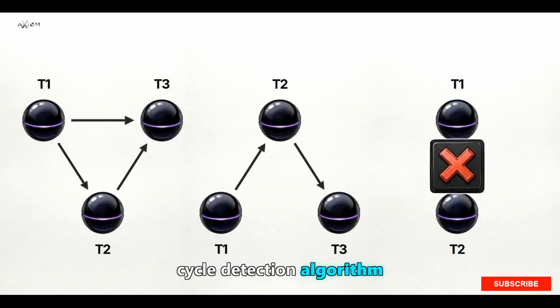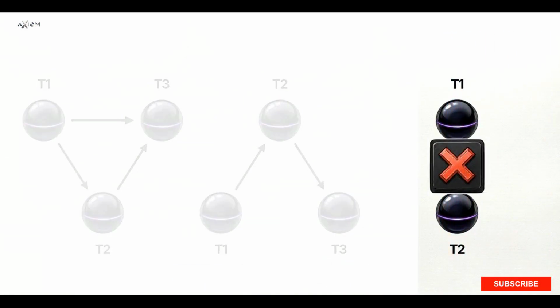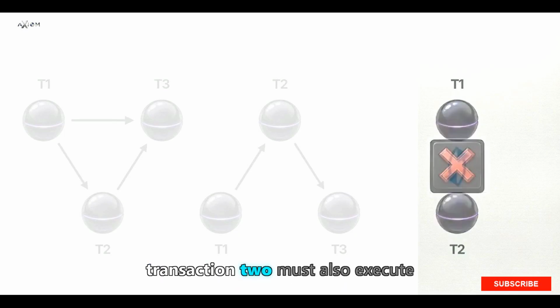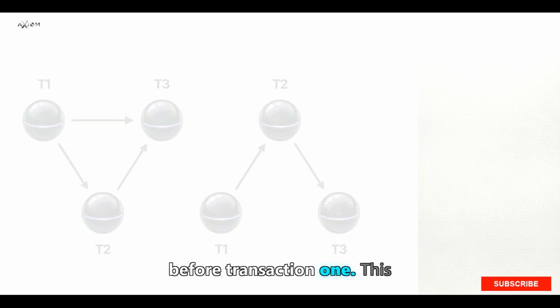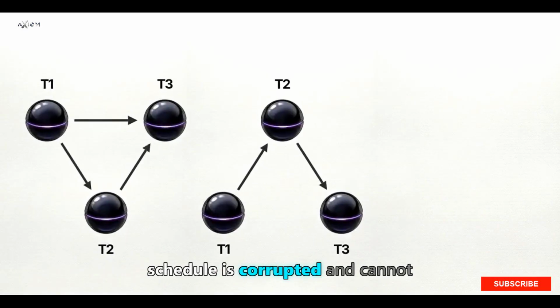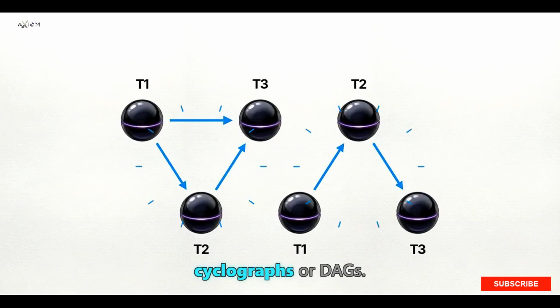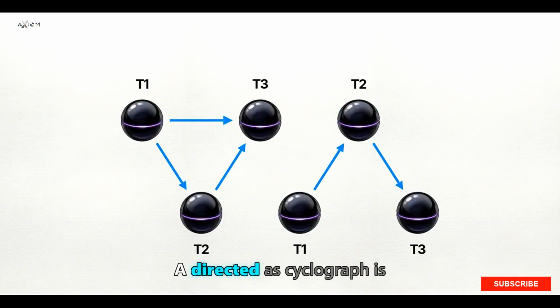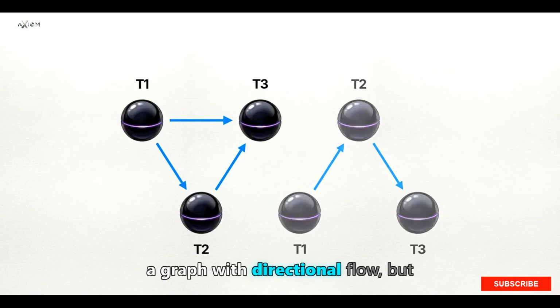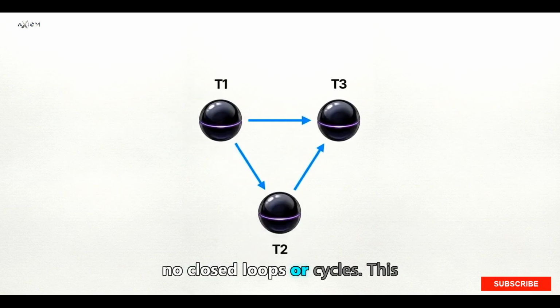Here are three different precedence graphs representing three distinct database schedules. A cycle detection algorithm scans these graphs to ensure no transaction paths loop back on themselves. This graph contains a cycle. A cycle indicates a logical paradox. Transaction 1 must execute before transaction 2, but transaction 2 must also execute before transaction 1. This schedule is corrupted and cannot be serialized. The remaining graphs are directed acyclic graphs, or DAGs. A directed acyclic graph is a graph with directional flow, but no closed loops or cycles.